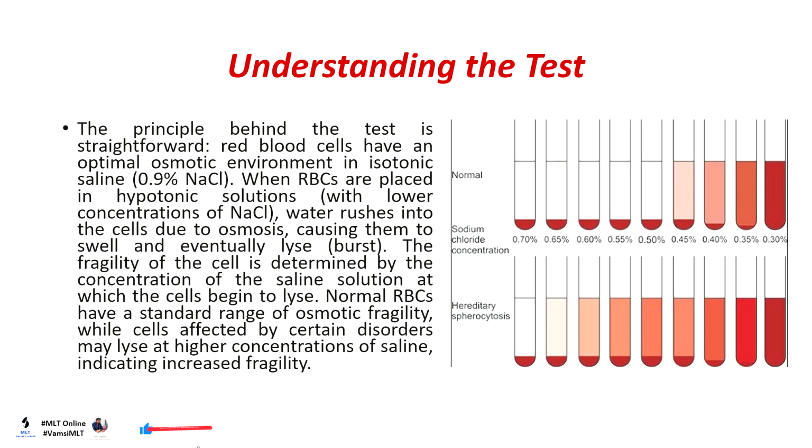The fragility of the cell is determined by the concentration of the saline solution at which the cells begin to lyse. Normal RBCs have a standard range of osmotic fragility, while cells affected by certain disorders may lyse at higher concentrations of saline, indicating increased fragility.